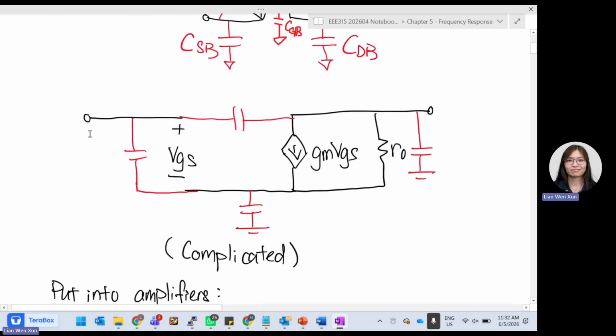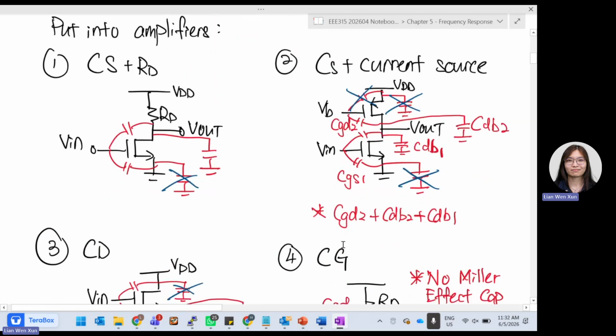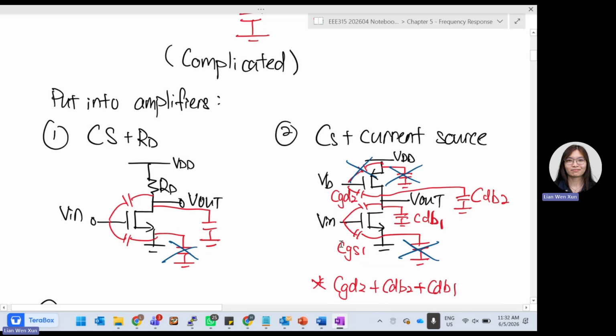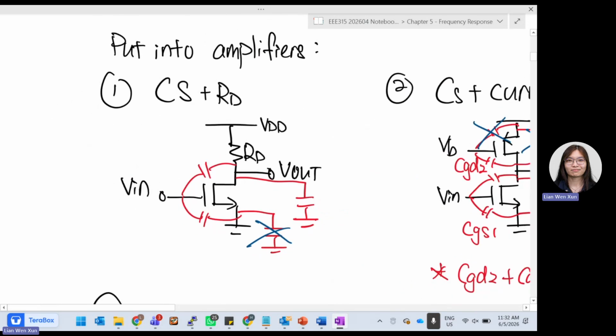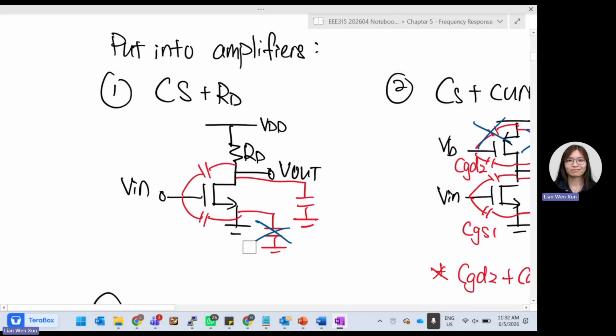So if you really want to draw the circuit, we need a gate to drain capacitor, gate to source capacitor, source to body, drain to body capacitor. So if you really want to draw our small signal model, every time you need to draw something like this. So it will be very complicated. Your whole small signal model will be very big. That's why we try one by one. First, we examine only common source plus resistive load. Okay, so let's look at this.